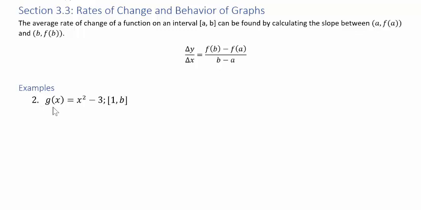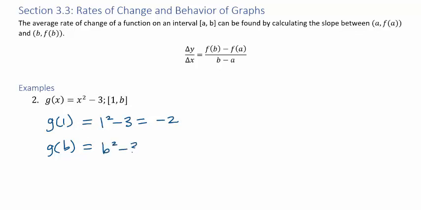So in this first example, g of x is equal to x squared minus 3. We want to find the average rate of change on the interval from 1 to b. Okay, we'll first find g of 1, and then we'll find g of b. So g of 1 is 1 squared minus 3, or 1 minus 3, which is negative 2. And g of b is b squared minus 3, which doesn't simplify.